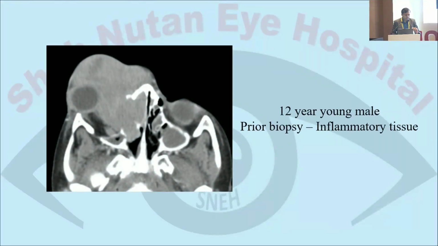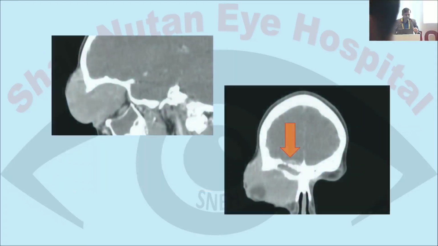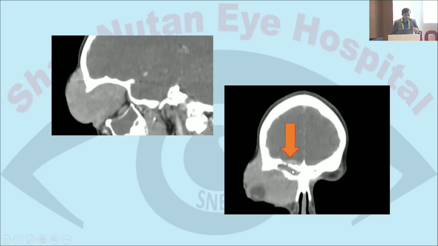Next would be giant tumors where a previous biopsy had shown inflammatory tissue, and here you can see the region where a previous biopsy may have been done, but extensive imaging with the bone window had shown erosion into the sinuses, and a coronal cut also shows invasion of the frontal sinus and the anterior cranial fossa. In such tumors, we need to be very careful when we go ahead with the biopsy. An incision biopsy may be fine where we take deep orbital tissue, but planning an excision in such cases would require a neurosurgical team.